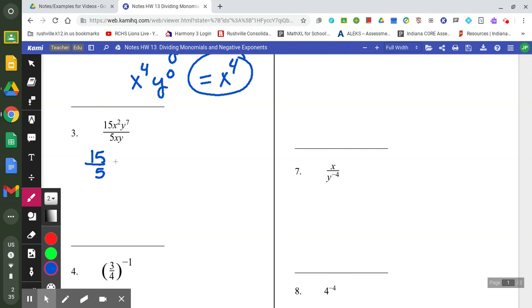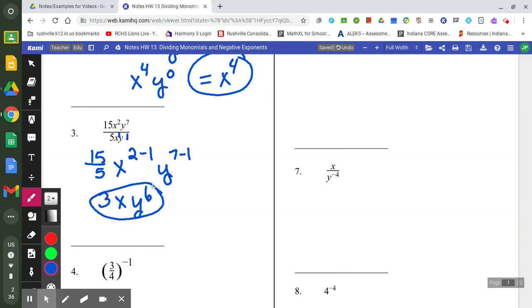But then, so then we take the base of x and we subtract the top exponent minus the bottom, and the bottom x doesn't have anything on it, so that's an invisible 1. Same with the y down here. So then we take the base of y and subtract the exponents. So now I have 15 divided by 5 is 3, and then x to the first power, and then y to the 6th power.